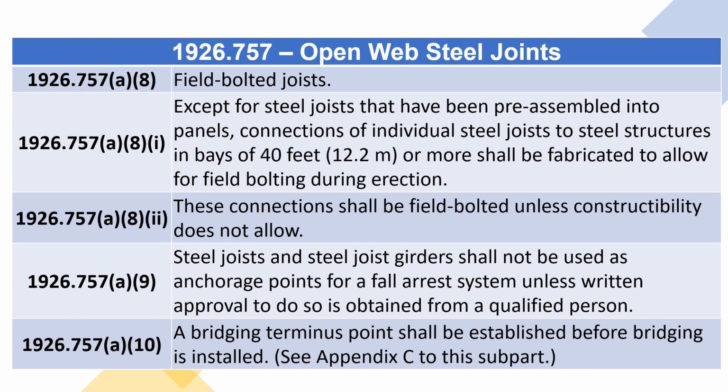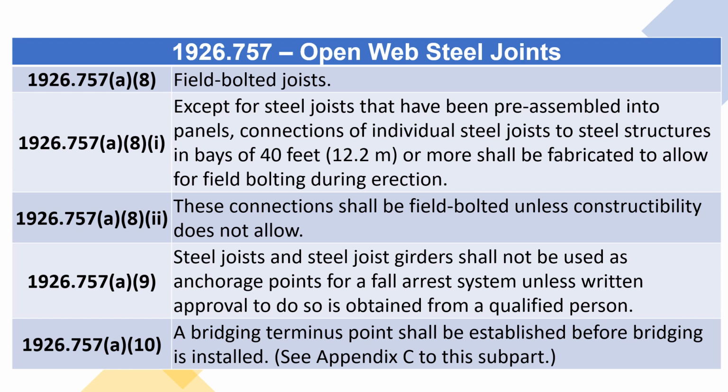1926.757 A8, field bolted joists. 1926.757 A8 1, except for steel joists that have been pre-assembled into panels, connections of individual steel joists to steel structures in bays of 40 feet (12.2 meters) or more shall be fabricated to allow for field bolting during erection. 1926.757 A8 2, these connections shall be field bolted unless constructability does not allow.